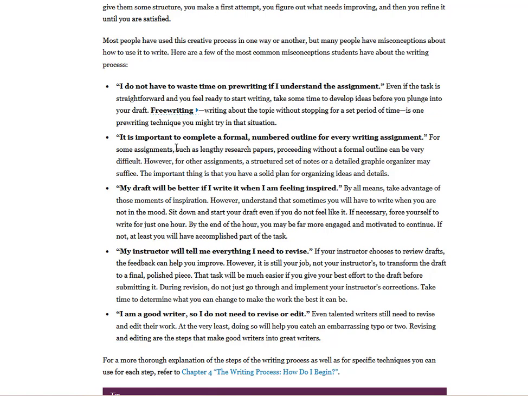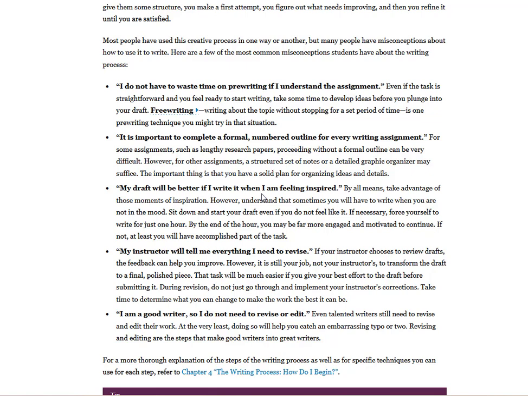It is important to complete a formal numbered outline. You don't have to write it. You could do a mind map. You could do an informal outline. You could just sketch out your ideas on a napkin. Everyone has their own writing process, so you have to do what suits you.